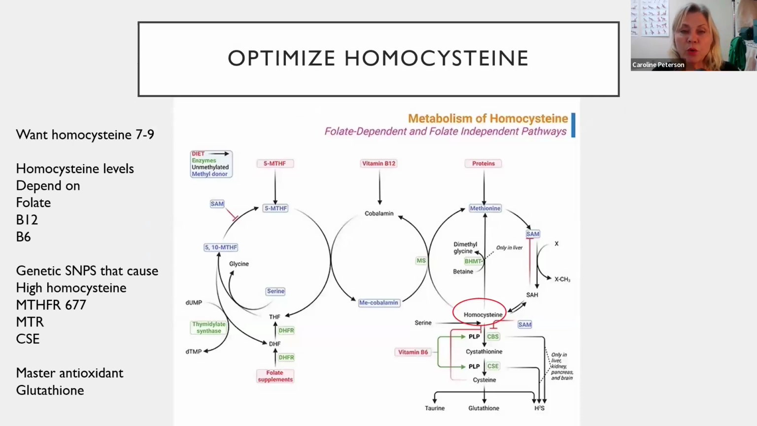When we're talking about homocysteine, it's a part of the methylation cycle. Here you can see homocysteine right here. It's kind of like an end product of the methylation cycle that then is pulled into the transsulfuration pathway. And in natural medicine, we really prefer to see the homocysteine 7, 8, 9, somewhere in there.